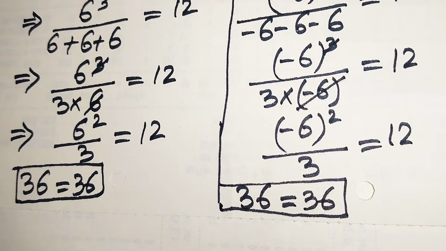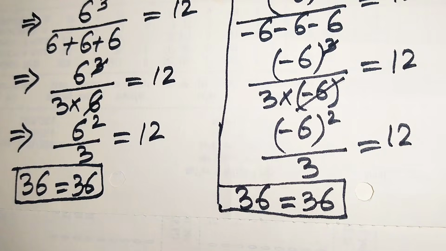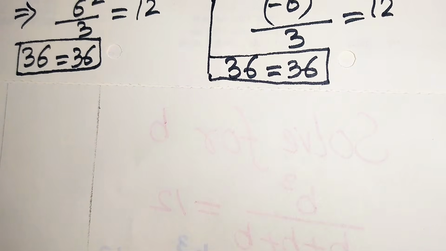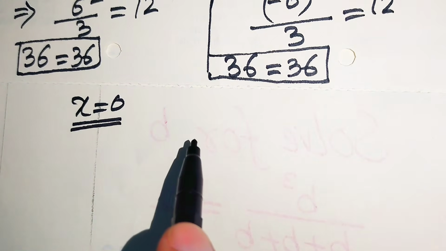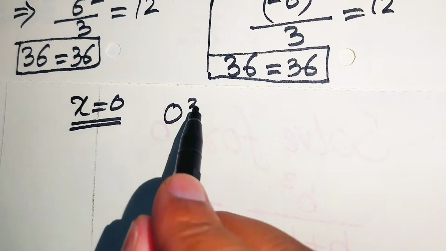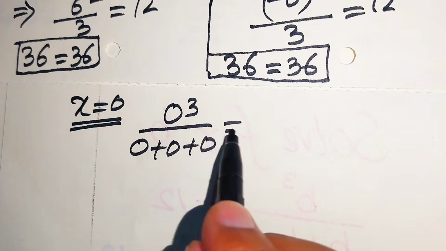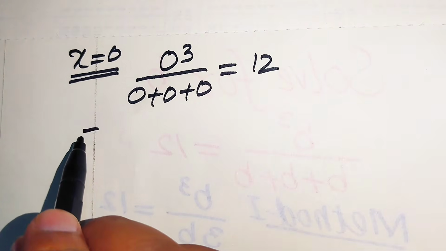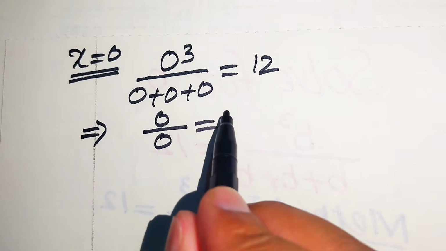So these two roots are the solutions of the given equation, but we have one remaining root, that is x equals 0. In the next step we verify the x equals 0 root. For verification of x equals 0, we substitute x equals 0 into the left hand side of the given question statement. So it is written as 0 cubed divided by 0 plus 0 plus 0 equals 12. Now 0 cubed becomes 0, divided by 0 plus 0 which becomes 0, equals 12.